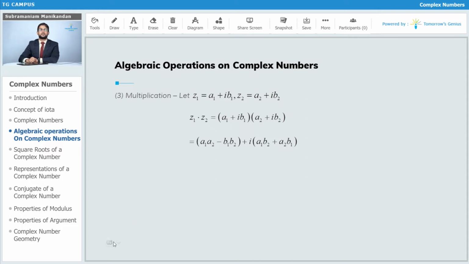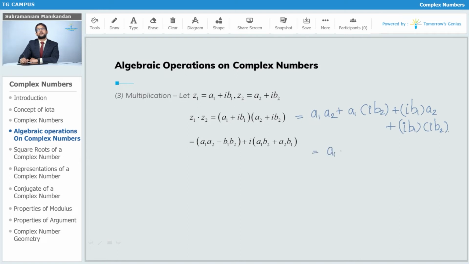Now what happens here? Between these two lines, what is happening is that we have multiplied it out. So a1 times a2 plus a1 times ib2 plus ib1 times a2 plus ib1 times ib2.